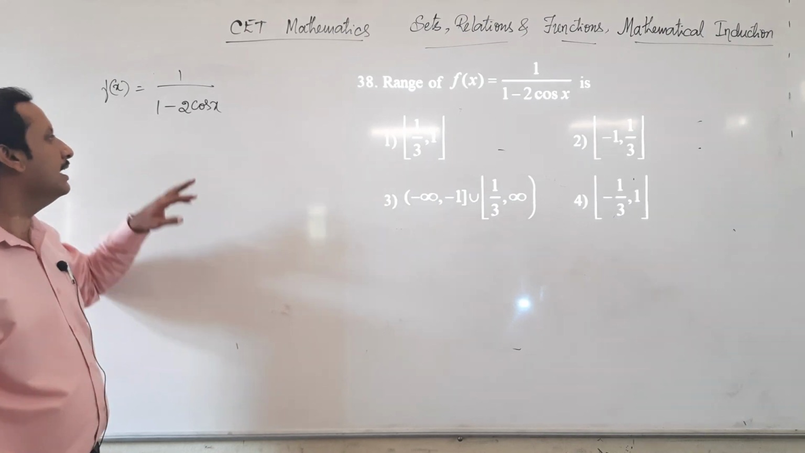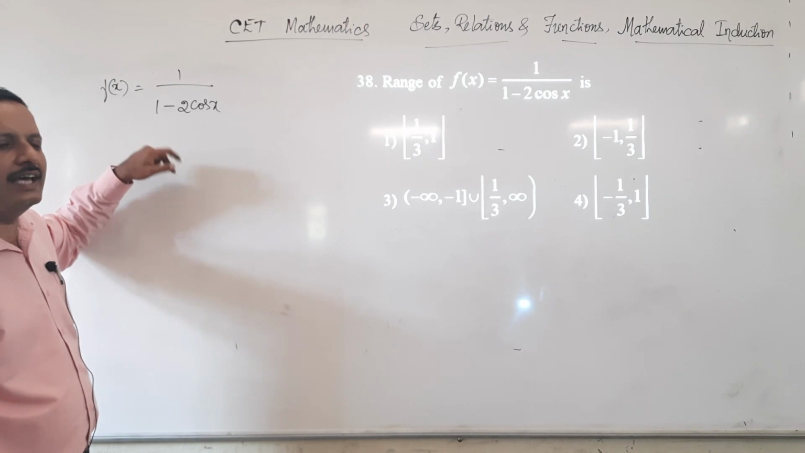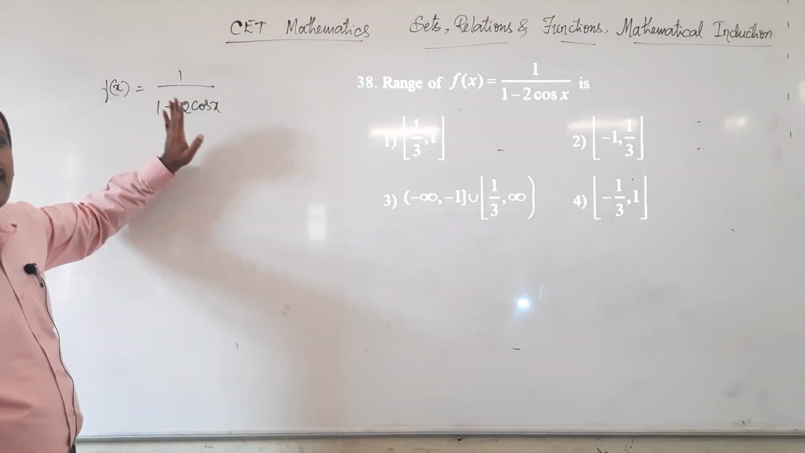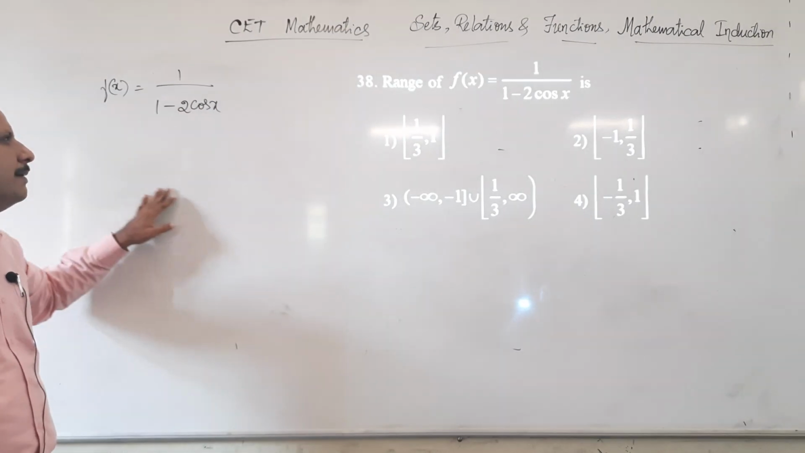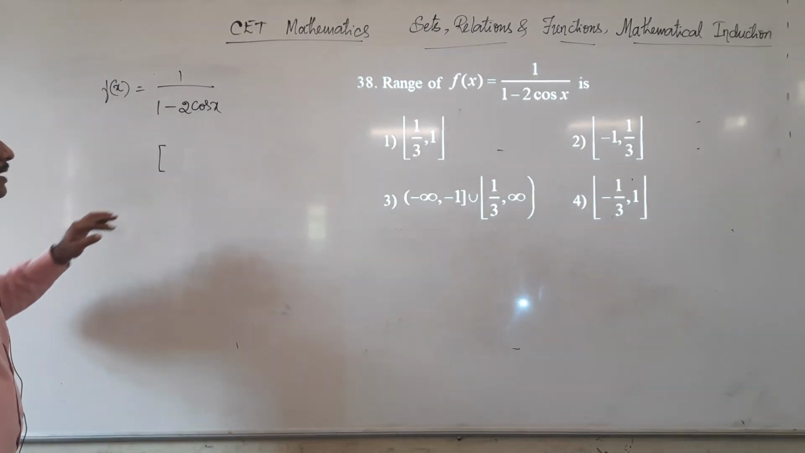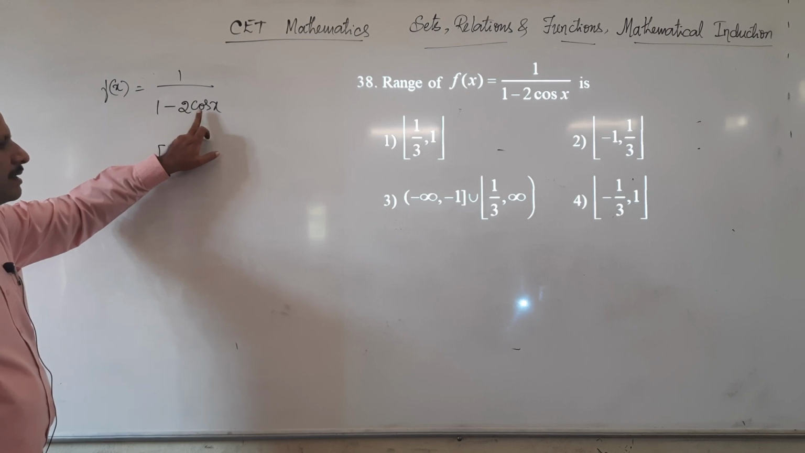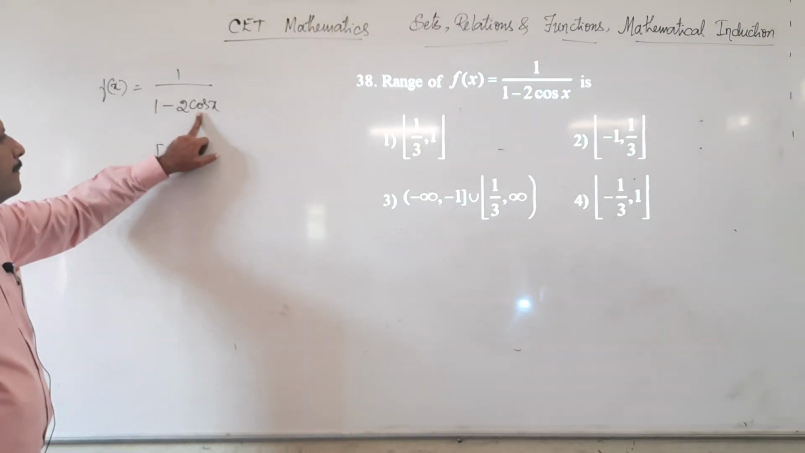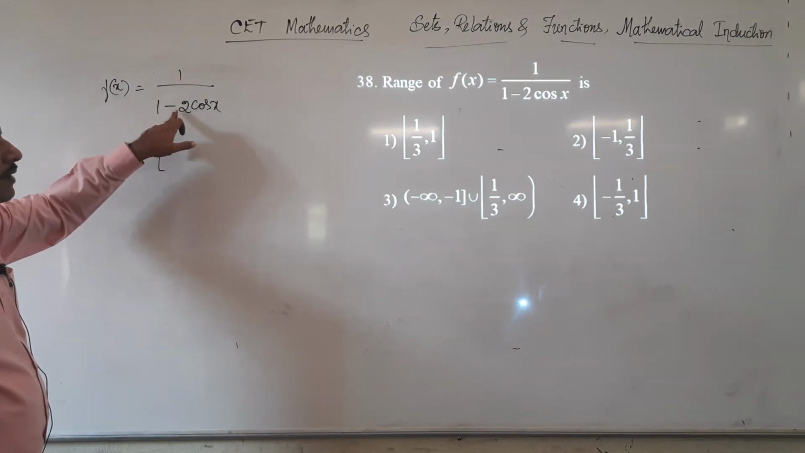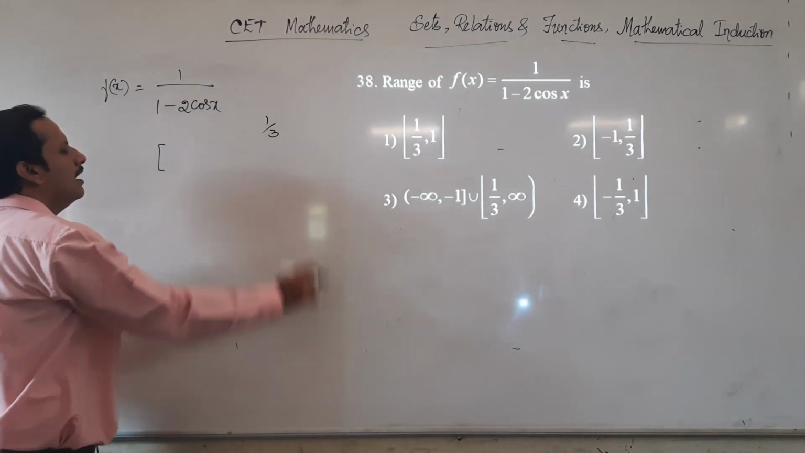But having said that, now there is a minus sign, there is a reciprocal, there is a minus sign. Therefore, whenever this is maximum, this expression will be maximum, and whenever this is minimum, this expression will be minimum. Minimum value of cos x is minus 1. So when I put cos x as minus 1, what do you get? Substitute 1 by 1 minus 2 into minus 1, 1 plus 2, that is 1 by 3.